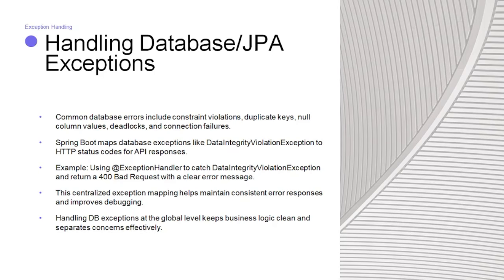Database exceptions: the common exceptions are primary key violation, unique key violation, nulls, or the format not being the expected format. Common database issues are duplicate keys, nulls, deadlocks, connection failures. Spring Boot maps the database exception to DataIntegrityViolationException. Example of exception handling: catch DataIntegrityViolationException and return 400 Bad Request with a clear message. This centralized exception mapping helps maintain consistent error responses and improves debugging. Handling DB exceptions at the global level is very important, because it keeps your business logic clean from exception handling.